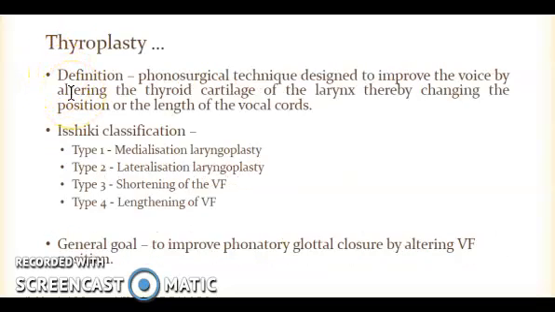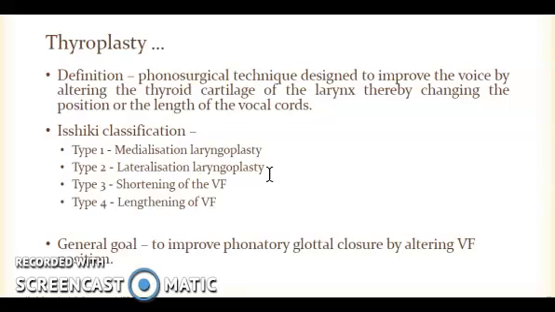So the first one is thyroplasty. According to the definition, it's a phonosurgical technique designed to improve the voice by altering the thyroid cartilage of the larynx, thereby changing the position or the length of the vocal cord. Ishiki has classified thyroplasty into 4 varieties: type 1, type 2, type 3 and type 4. Type 1 is medialization laryngoplasty, in which the vocal cord is brought towards the midline. It is called a medialization procedure. Type 2 is called lateralization laryngoplasty, in which the vocal cord is brought laterally because it is already in an adducted position.